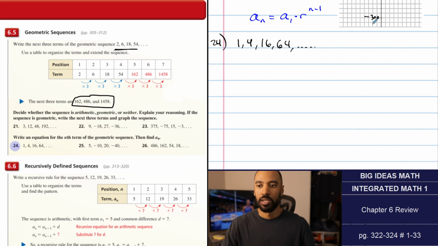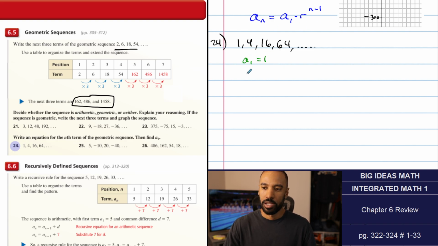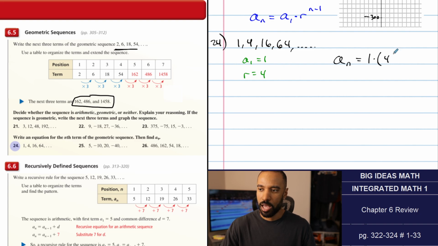So, our first term is 1. Our common ratio, you can probably tell, is 4. So our equation for this one will be a sub n equals, we start from 1 and we multiply by 4 n minus 1 times. I'm going to write that as just 4 to the n minus 1 power. Kind of easier that way.